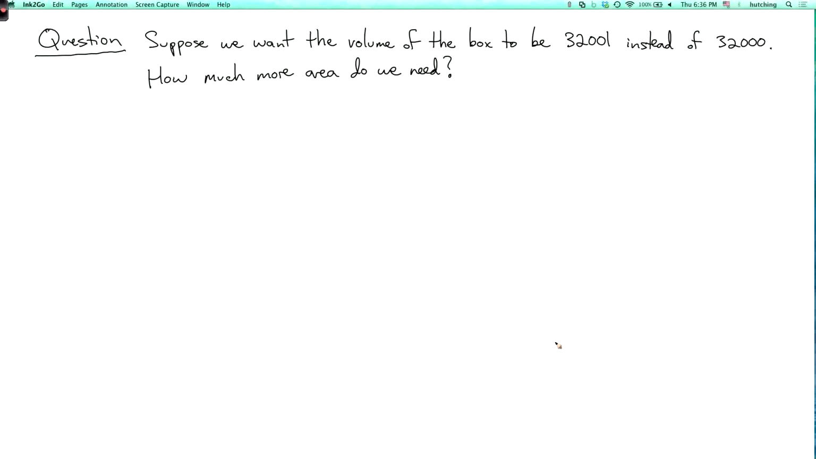Well, we could do the whole problem again, putting 32,001 into the constraint equation, but there's a quick way to approximate the answer without doing any work. And the answer is approximately 1/10. And this 1/10 is just the Lagrange multiplier lambda. So the meaning of lambda is it's telling us how much the minimum or maximum value of f changes as we vary the constraint. So here's a general statement of what's going on.